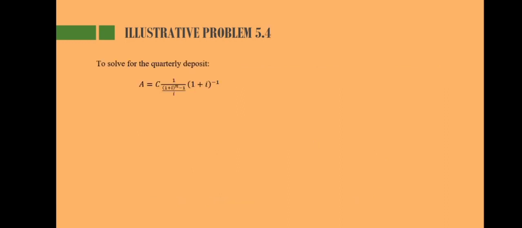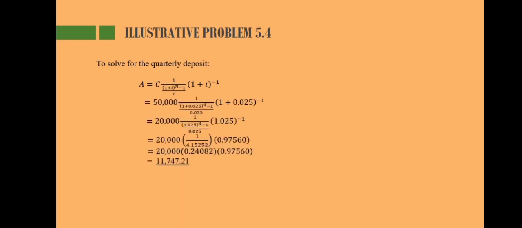To solve for the quarterly deposit, we'll have the formula A is equal to C times 1 over the quantity of 1 plus I raised to the power of n minus 1 all over I times the quantity of 1 plus I raised to the power of negative 1. So, let's substitute all the givens. C is 50,000. I is 2.5, so it becomes 0.025. And N is 4.